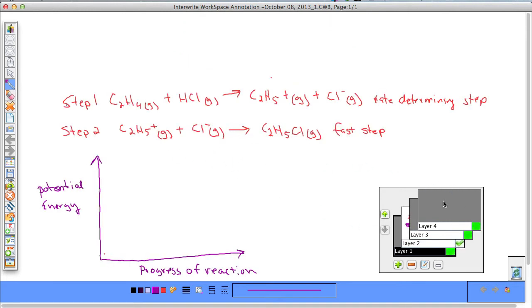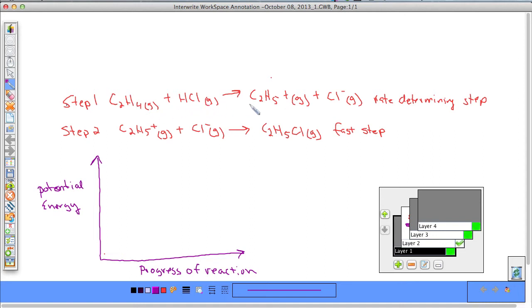This example was on last year's AP exam, the 2013 exam. What it asked you to do was to draw an energy diagram, or to illustrate the energy changes that occurred in this reaction. They gave you two steps in the reaction. They gave you step one right here.